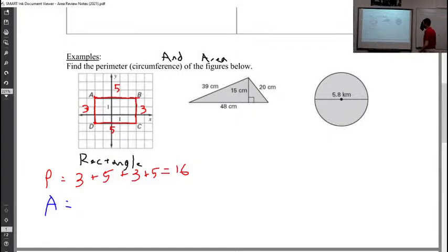Area. Area is just length times width, or base times height, as I'm going to write it. However you want to think about it, either way, that's going to be 5 times 3, which is 15. Done. Okay, nothing too terribly difficult today.